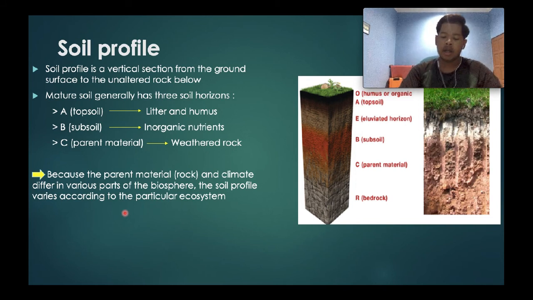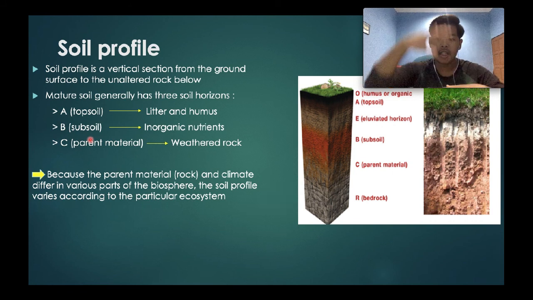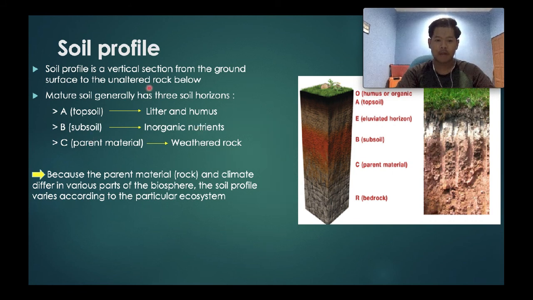Okay, first thing first, soil profile. Soil profile is a vertical section from the ground surface to the unaltered rock below. A soil profile has parallel layers known as soil horizons. Okay, mature soil will generally consist of 3 horizons, which are A, topsoil, B, subsoil, and also C, parent material. The topsoil consists of litter and humus. You can refer to the diagram. B, subsoil, contains inorganic nutrients. C, parent material, contains weathered rock.